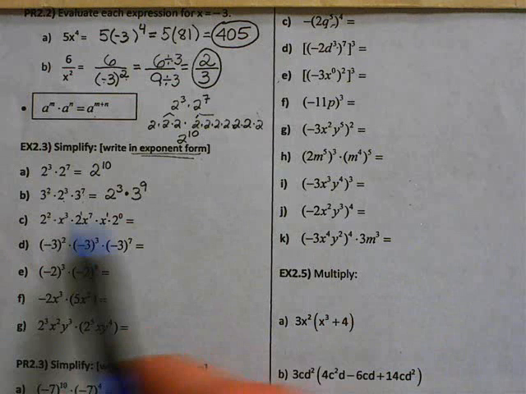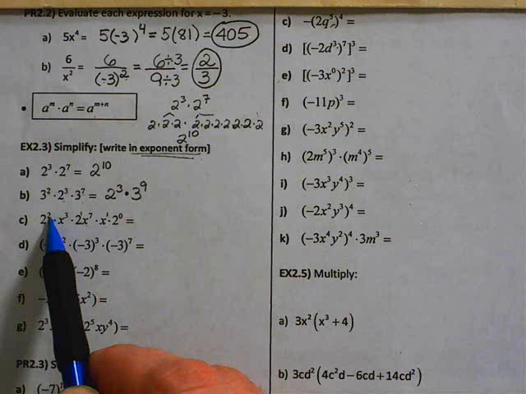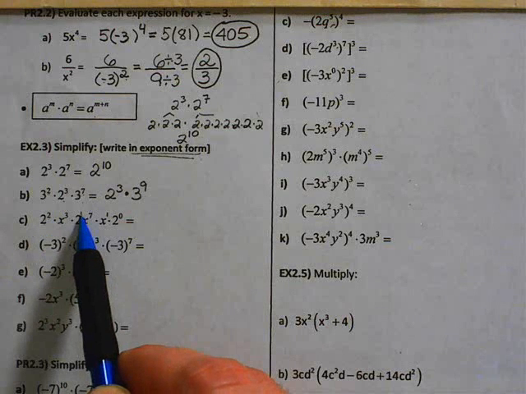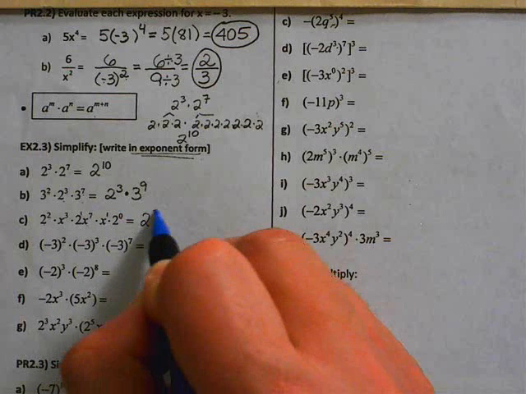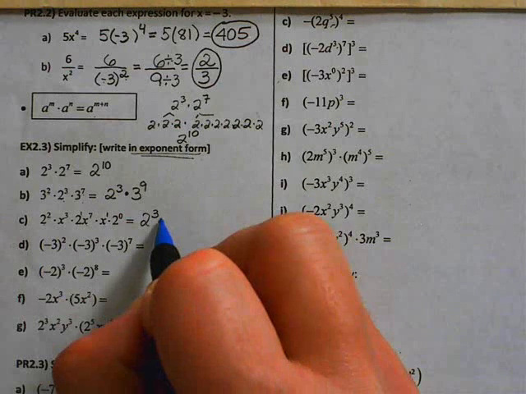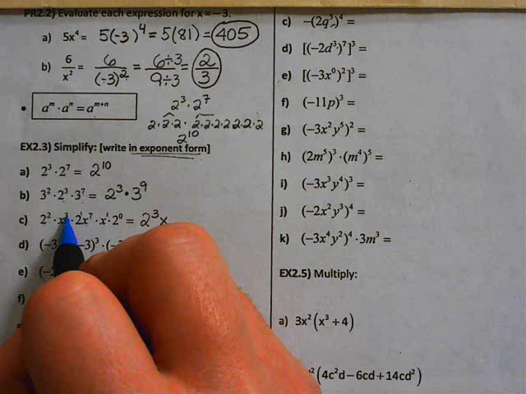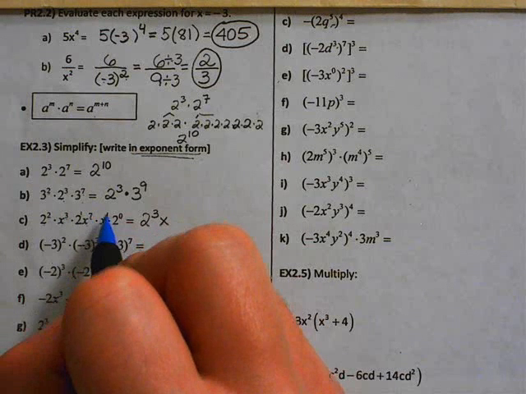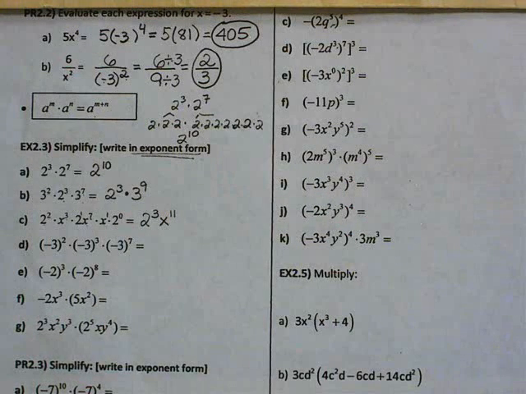Okay? Now that I have that, let's do 2 to the second times 2 to the first. 2 plus 1 is 3. And 3 plus 0 is 3. So this would be 2 to the third power. How about the x's? Let's do the x's now. X to the third times x to the 7th. 3 plus 7 is 10. 10 plus 1 is 11. Very well.